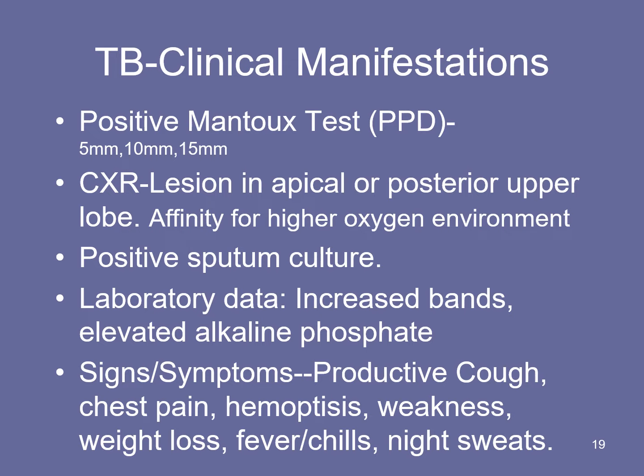But irrespective, you want to get three good samples, and if the patient has one positive, it would be deemed that they will more likely have tuberculosis. Laboratory testing: increased bands, elevated alkaline phosphatase, which is sort of a byproduct of the infection. Signs and symptoms: productive cough, chest pain, hemoptysis, weakness, weight loss, fever, chills, and night sweats. So that's not the entire list, but those are some of the major ones.